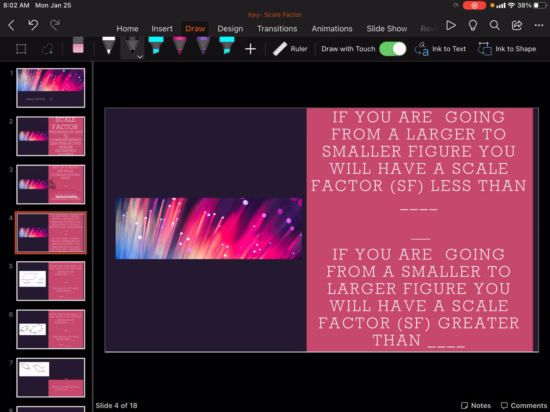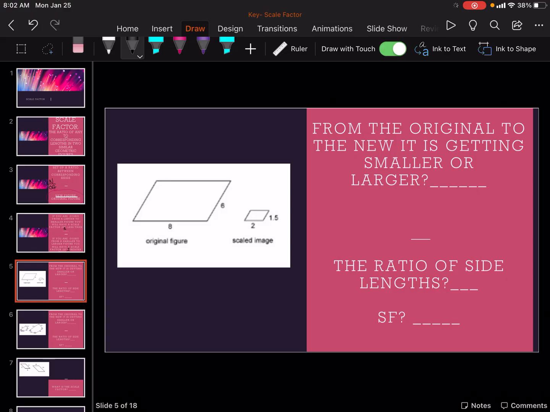If you're going from a larger figure to a smaller figure, you will have a scale factor less than 1, because it is getting smaller. It is getting 1/2, it is getting 1/3. If you're going from a smaller figure to a bigger figure, the scale factor is going to be greater than 1: 2 times bigger, 15 times bigger. So remember, new over original. I'm going to write that, new over original.